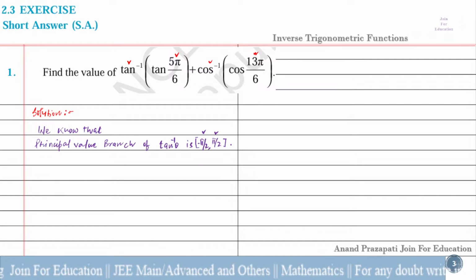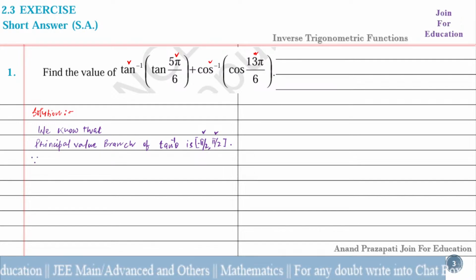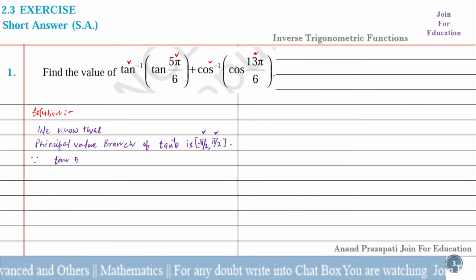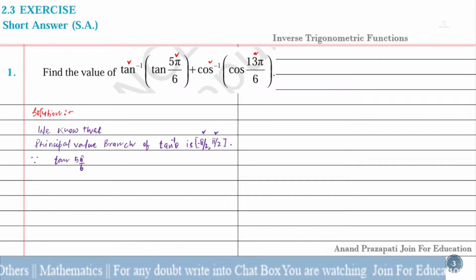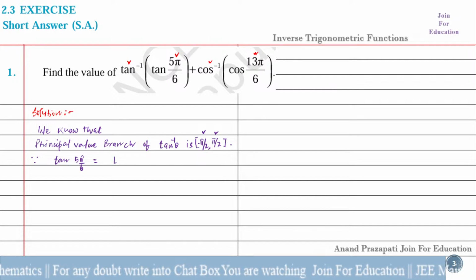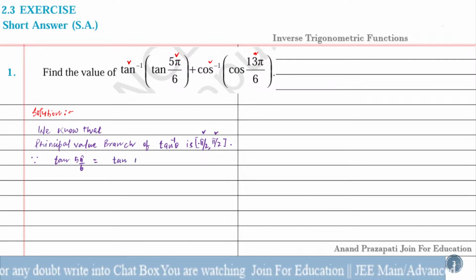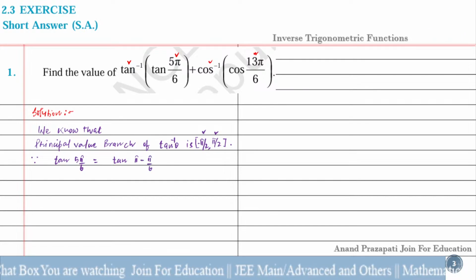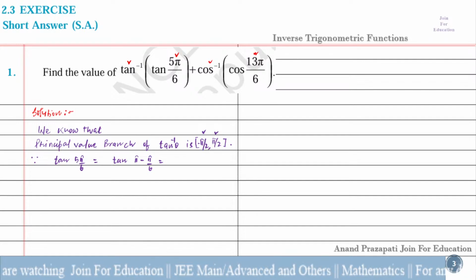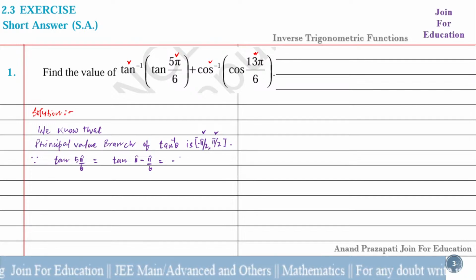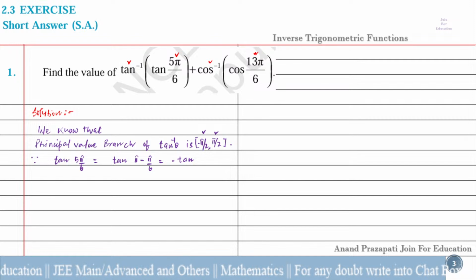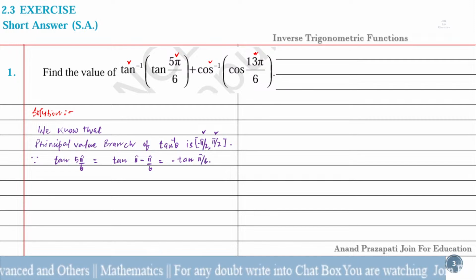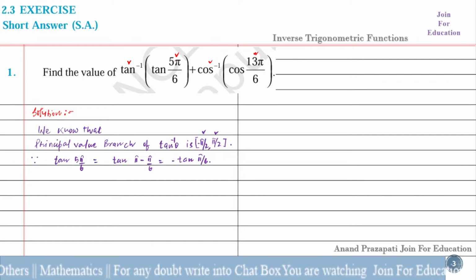Therefore first of all we convert this one. tan 5 pi by 6 equal to tan pi minus pi by 6. So tan pi minus theta will be minus tan pi by 6. There is no problem to understand up to this step.